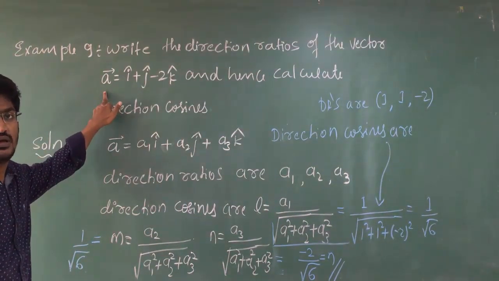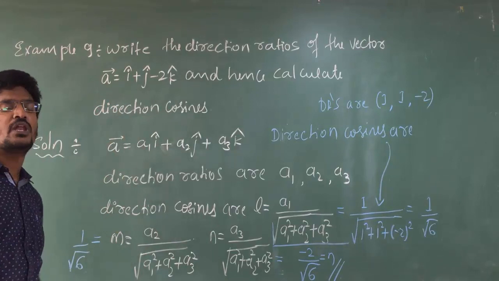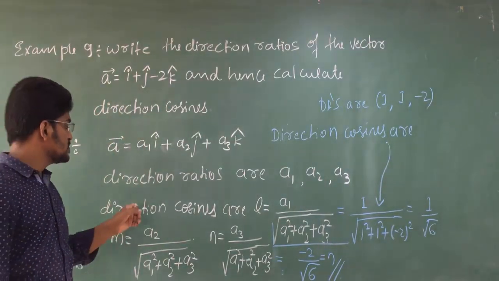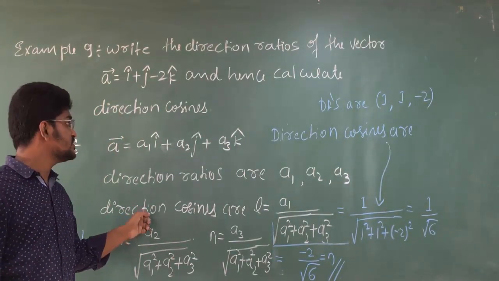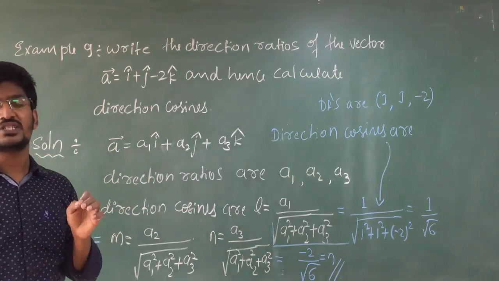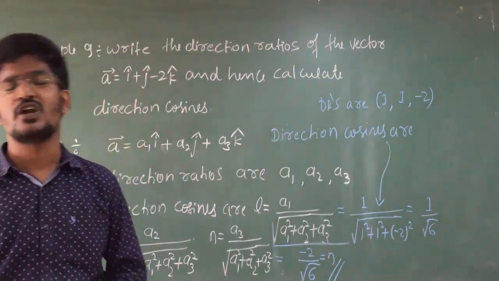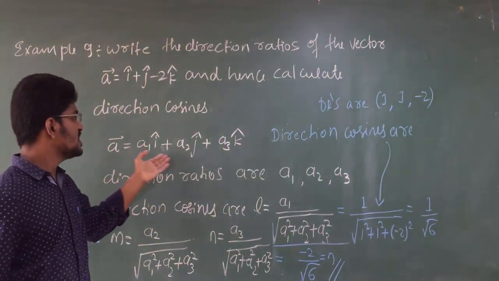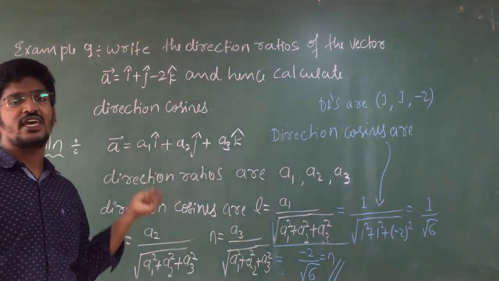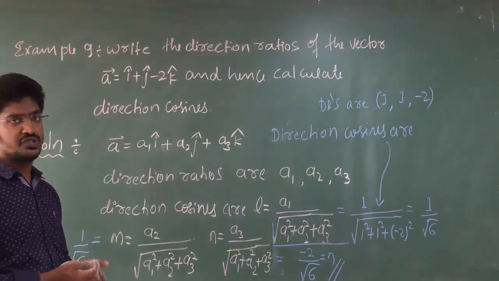Clear, students? So very simple problem, but you must know the formula of direction cosines and you must know the formula for direction ratios. There is no formula for direction ratios. General thing, that is a1, a2, a3, coefficients of i cap, j cap, k cap are the direction ratios.